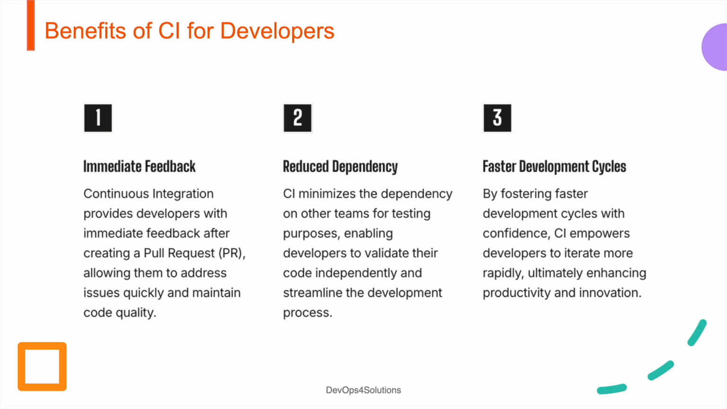Reduced dependency. CI minimizes the dependency on other teams, because the developer is not dependent on anyone. He is dependent only on himself to validate his code independently, which streamlines the development process. Faster development cycle. CI empowers developers to iterate more rapidly, ultimately enhancing productivity and innovation. These are the main benefits of CI for developers.